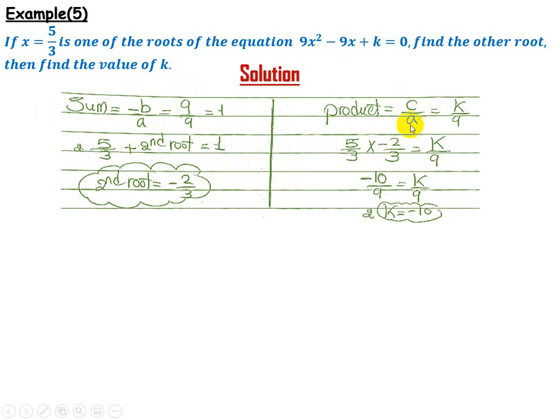Product of the roots, c over a, is k over 9, and the two roots are 5 over 3 times negative 2 over 3. So negative 10 over 9 equals k over 9, crossing out 9 with 9, so k equals negative 10.